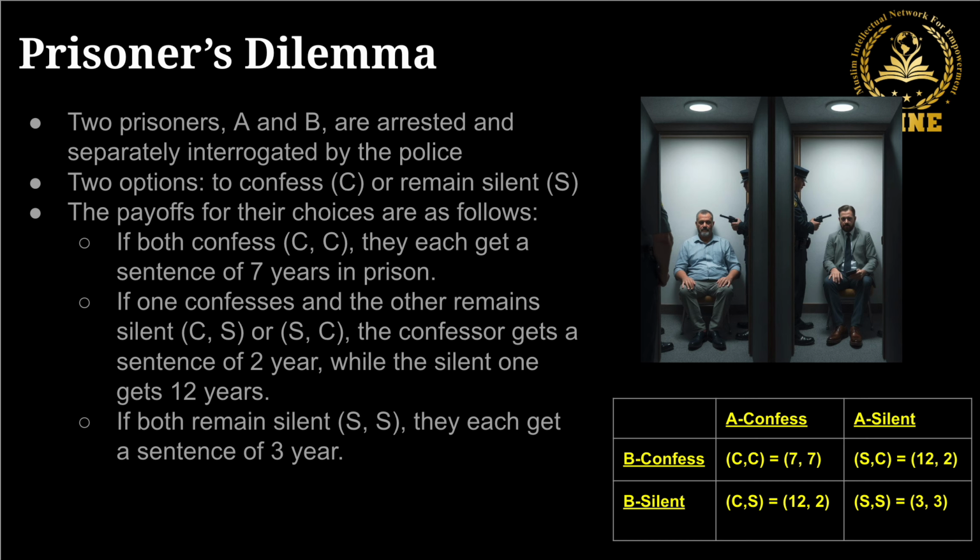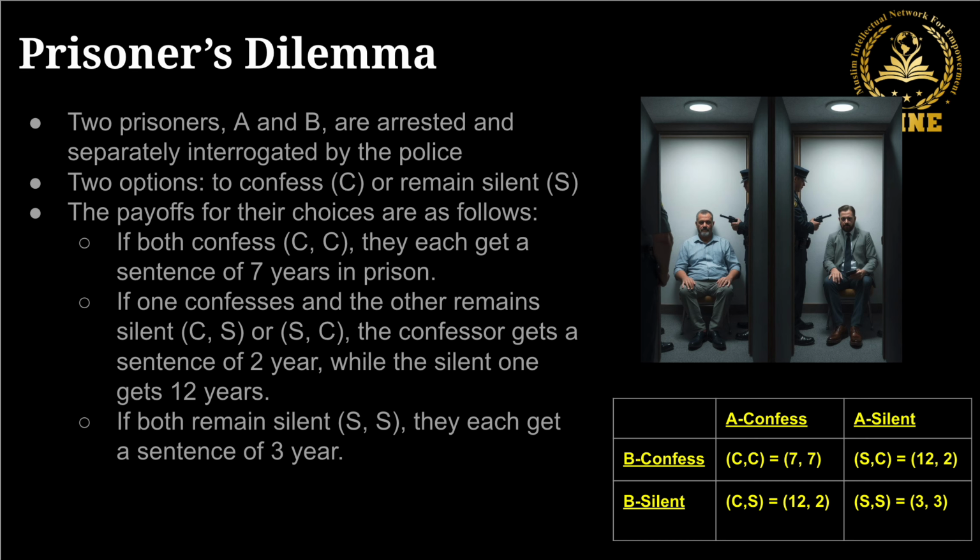The first choice is to confess. The second is to remain silent. The payoff for the choices are as follows. If both confess, which we are marking as C, they get a sentence of 7 years in prison.